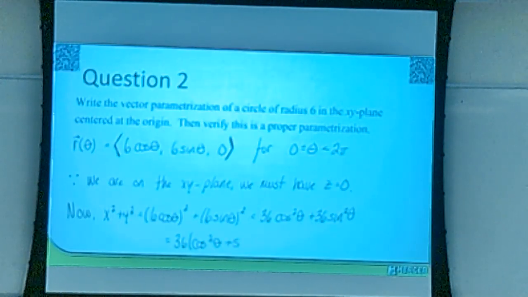Back up to 36. You get 36 times 1, which is 36. And this is just a verify. This is a parameterization. It's not the only one, by the way, but it's good enough for our purposes.